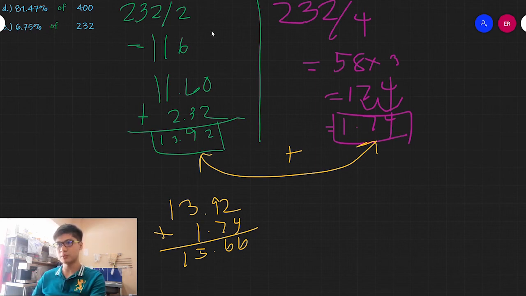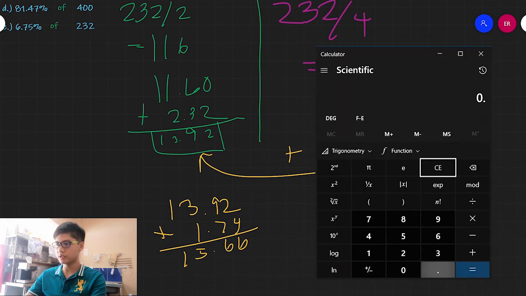And same also with the 81.47% of 400. 0.8147 times 400 first. All right, there you go, 325.88. And now for our last value, we have here 0.0675, because it's different from 0.675, because that actually just means 67.5. So all we have to do is just make it have another 0 before 6 would start. 0.0675 multiplied by 232, and there you go, 15.66.